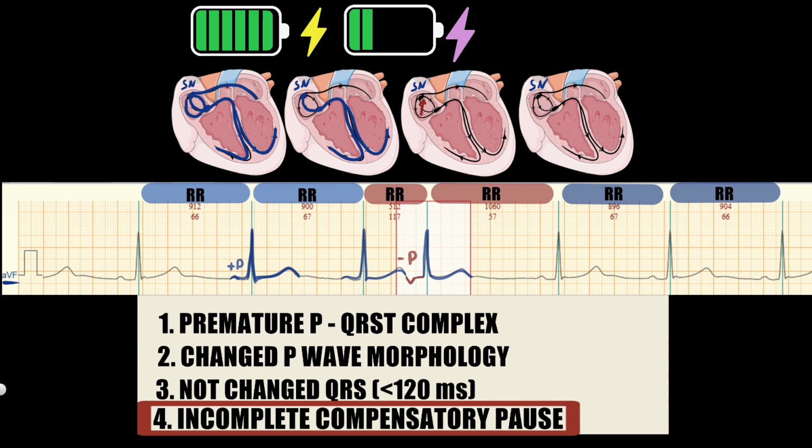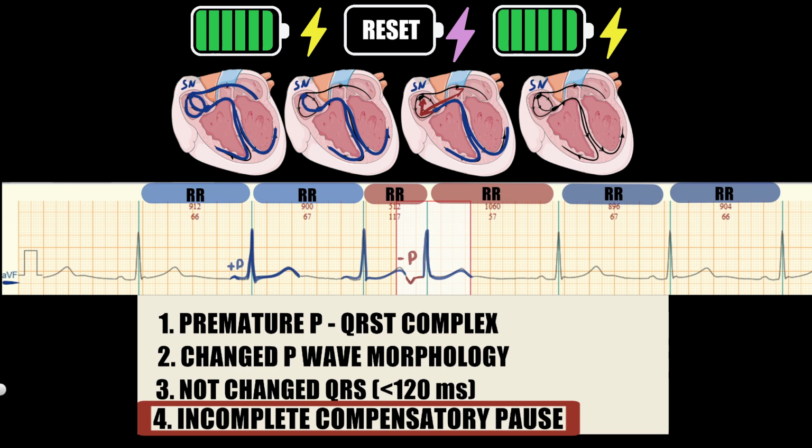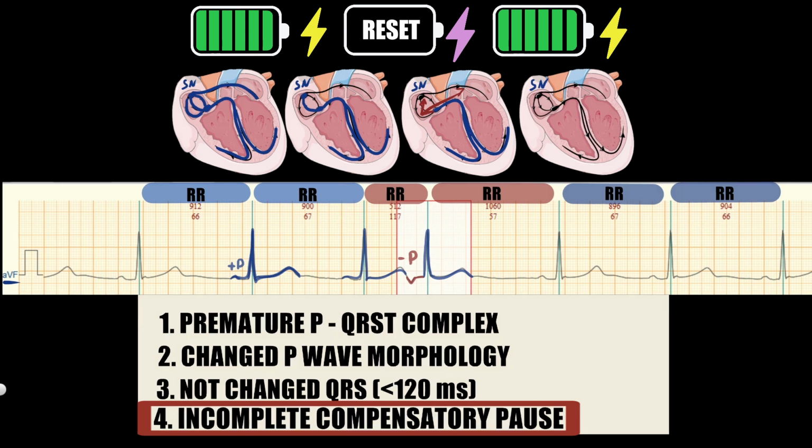But when an atrial or any other supraventricular extrasystole occurs, the impulse from the extrasystole reaches the sinus node during the preparing period and resets it. So after resetting, the sinus node needs to start preparing the next impulse from the bottom. And only after full preparation does the impulse come out from the sinus node.